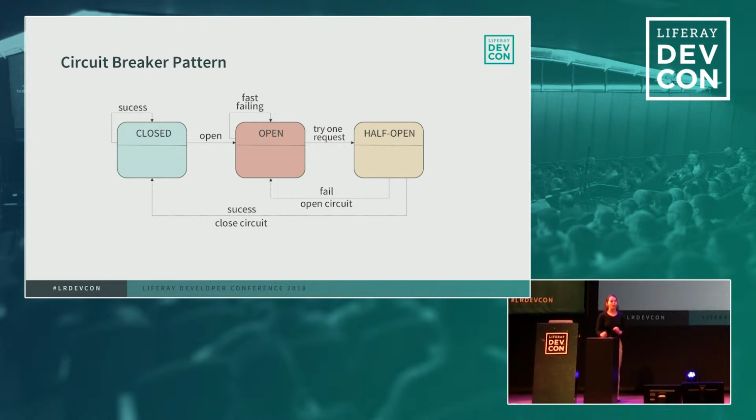And the third one is half open. It's when the Circuit Breaker will let just one request pass to the provider to see if the provider is working normally again. So if it's normal again, the circuit will be closed and all requests will pass. And if it does not succeed, it will stay open, stopping all requests.